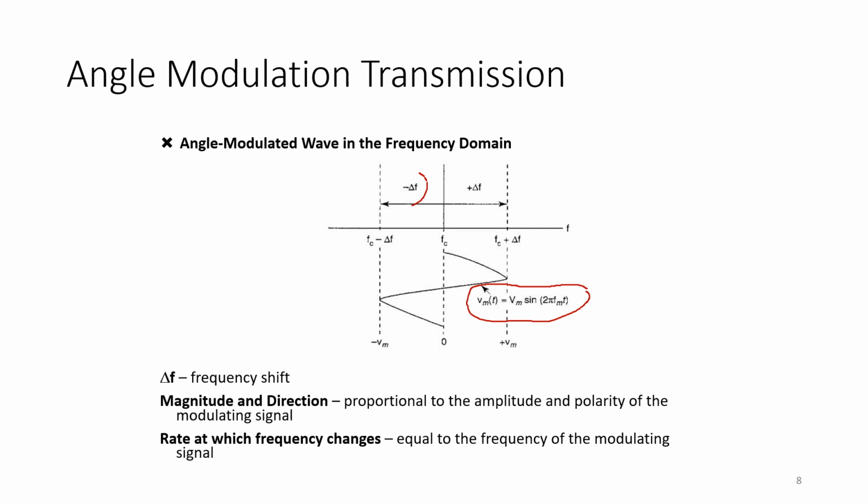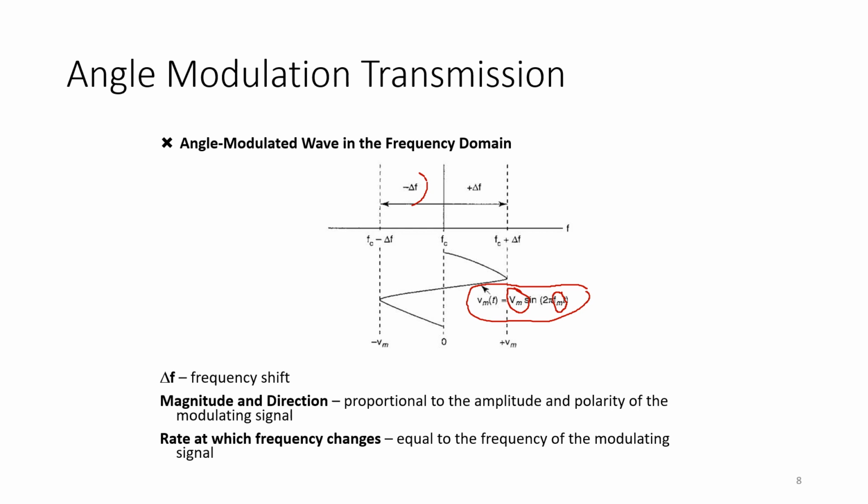The magnitude and direction of the frequency shift is proportional to the amplitude and polarity of the modulating signal, Vm, and the rate at which the frequency changes occur is equal to the frequency of the modulating signal. So it is very important to note the amplitude, which is the magnitude of your modulating signal, and the frequency. This is Fm, the frequency of your modulating signal.